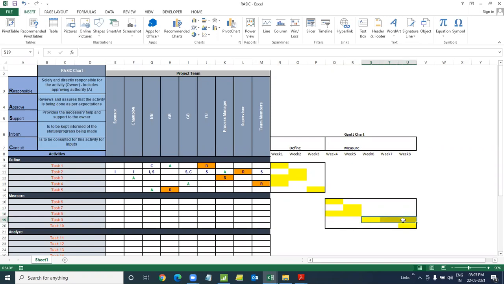Say data collection is happening. So technically, you will be able to get a timeline how long define will take, how long measure will take based on the task. When you add up the task, your project will be over. That's what you're doing here. You end up preparing a Gantt chart kind of thing.